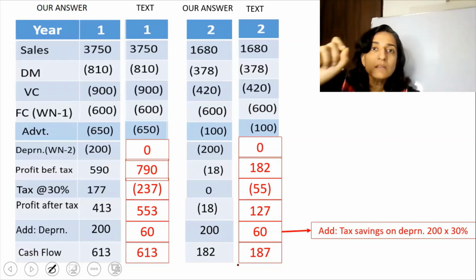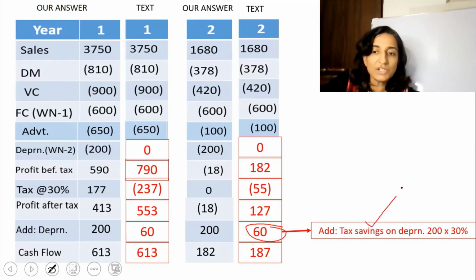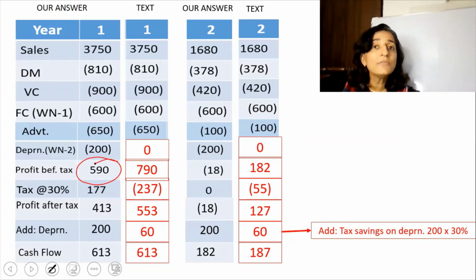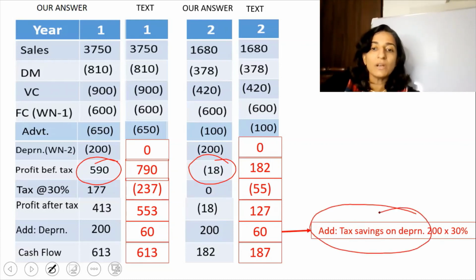Because the text answer is wrong, simply because they have taken a tax savings on depreciation which exceeds the tax amount. So their format will work only in cases of years in which we are having a profit. In cases of years in which we are having losses, that is years 2, 3 and 4, we should not adopt this tax savings on depreciation amount of $60. You cannot add the entire amount of $60. You can add only to the extent of tax paid, that is $55. So this is the mistake that has been committed in the text.